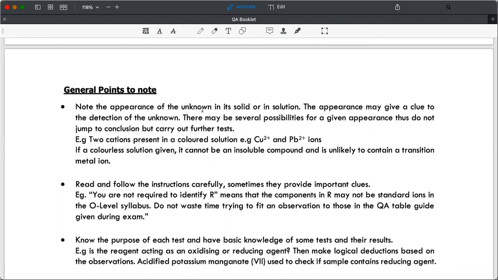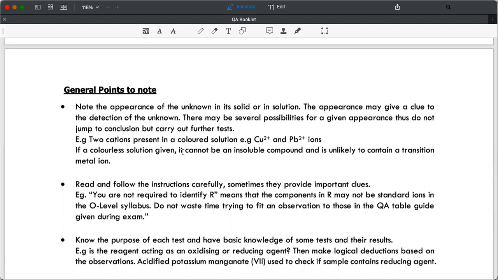Now, these are the important general points to note when doing QA. Note the appearance of the unknown in its solid or in solution. The appearance may give a clue to the detection of the unknown. There are several possibilities, so do not jump into conclusion, but carry out further tests. For example, there could be two different cations in a colored solution, copper ions and lead-2 ions. Because copper ion is blue and lead-2 ions is colorless, you couldn't see there is lead-2 ions. So you need further testing to justify for the presence of lead-2. These two ions could be mixed together in the same solution, and the blue copper 2 plus may overshadow the colorless lead-2 plus.